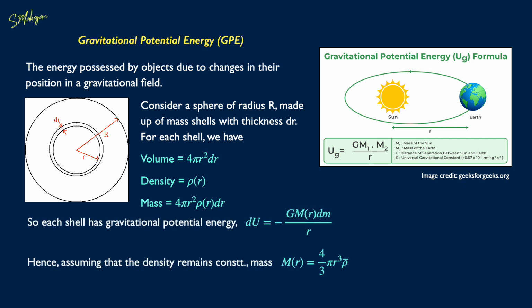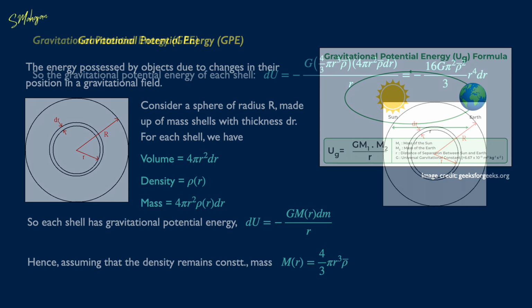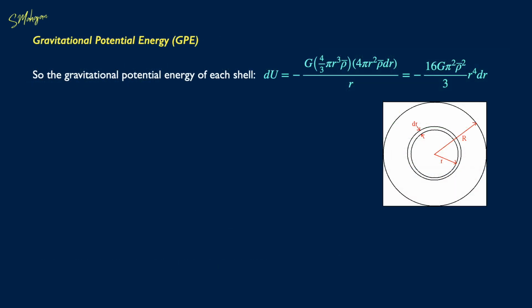So each shell now will have a gravitational potential energy dU, which can be given as minus G M of r dm by r. Assuming that the density remains constant, mass, which is a function of radius, so M of r will be equal to 4 by 3 pi r cubed rho bar, where rho bar is the average density of the sphere. So the gravitational potential energy of each shell can be given by this expression, minus 16 G pi squared rho bar squared by 3 r to the power 4 dr.